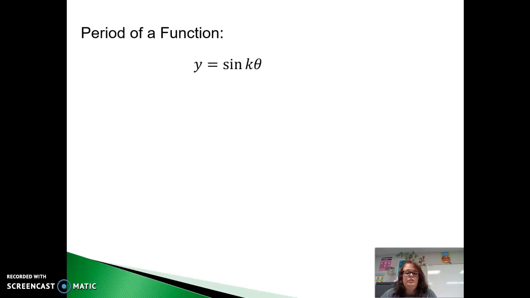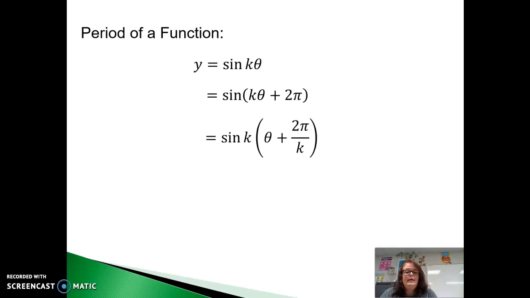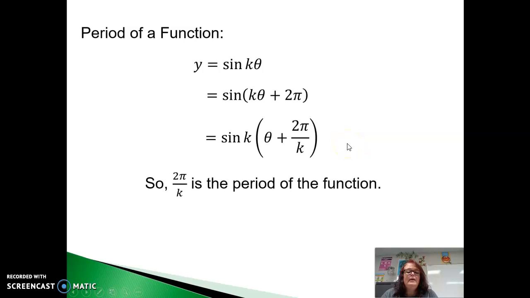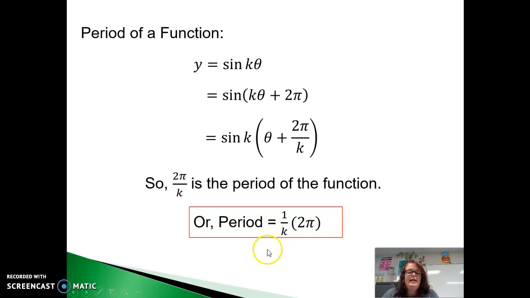And so the period of a function, if I have y is equal to sine k theta, that's the same as k theta plus 2 pi, because again, 2 pi is the normal period of sine of theta. And if we factor out a k, we get k theta divided by k is going to be theta, and 2 pi divided by k is going to be just that, 2 pi over k. So that means that 2 pi over k is the period of a function of sine. Or we can say that it's 1 over k, which is that scale factor, times the normal period for sine, which is 2 pi. So it's the period of sine or cosine divided by k.